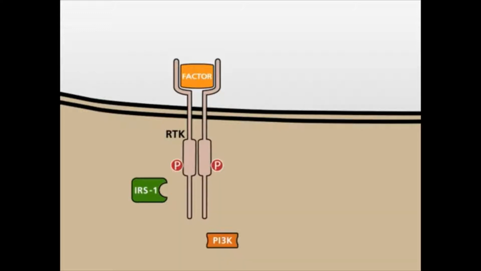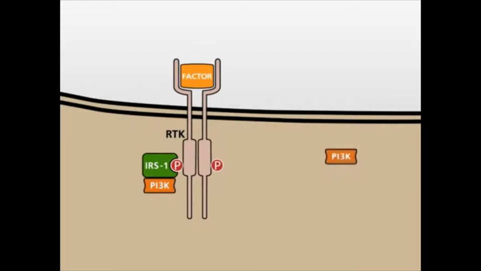The insulin receptor substrate 1, or IRS1, binds to the activated IGF-1 receptor. For simplification, this receptor is depicted as a dimer. Receptor-bound IRS1 serves as a binding and activation site for the PI3 kinase. In addition, PI3 kinase may bind directly to a phosphorylated receptor tyrosine kinase.